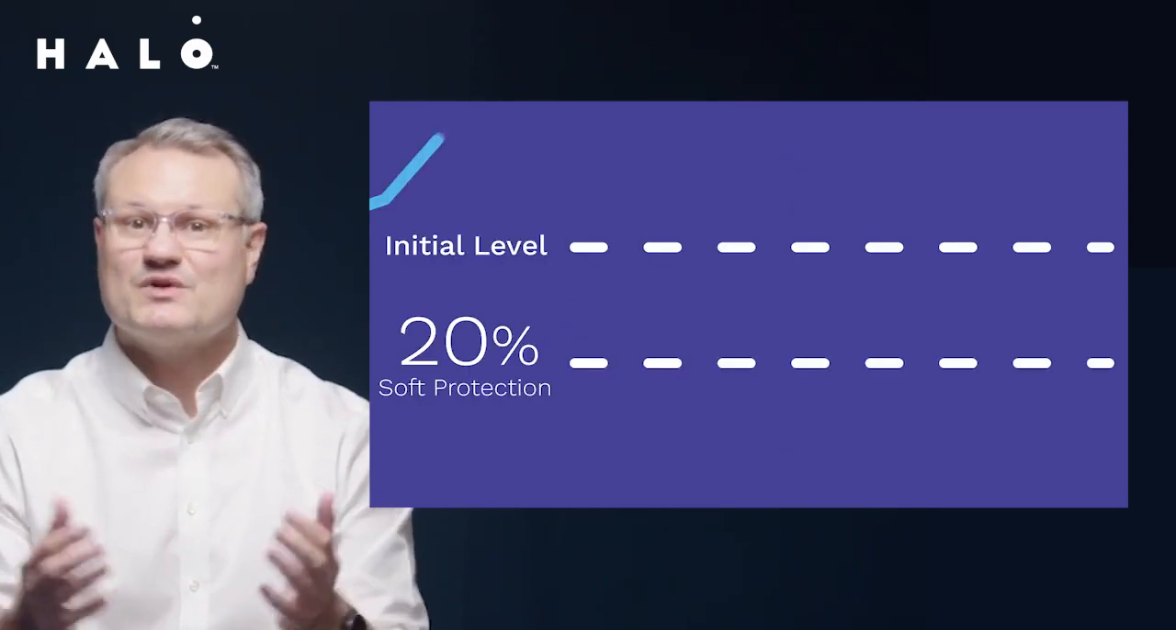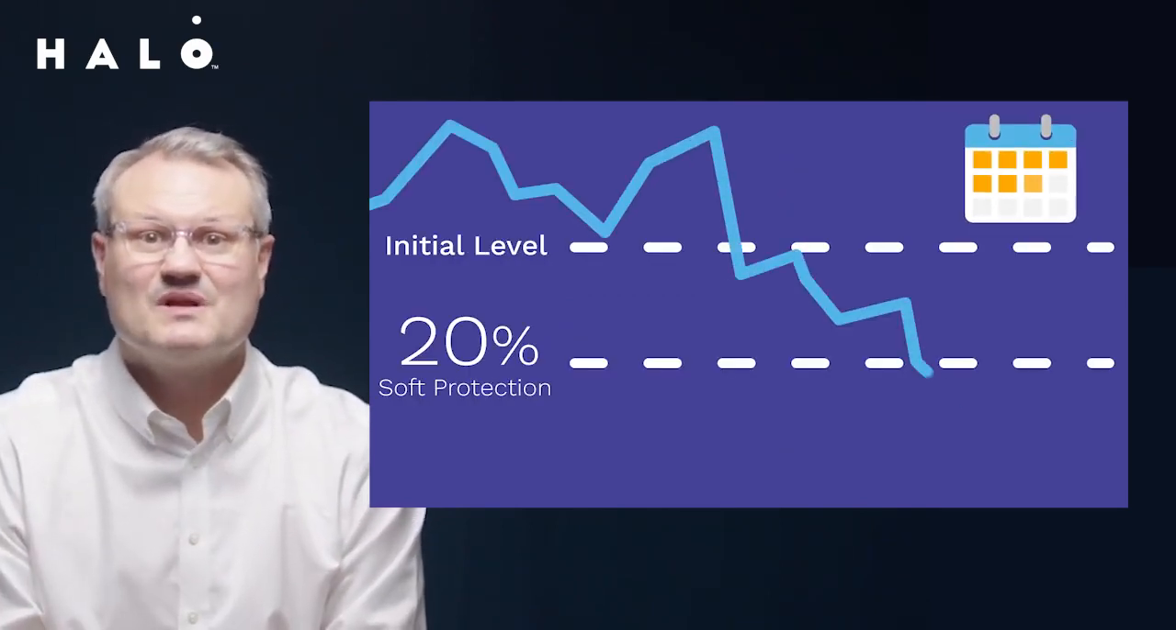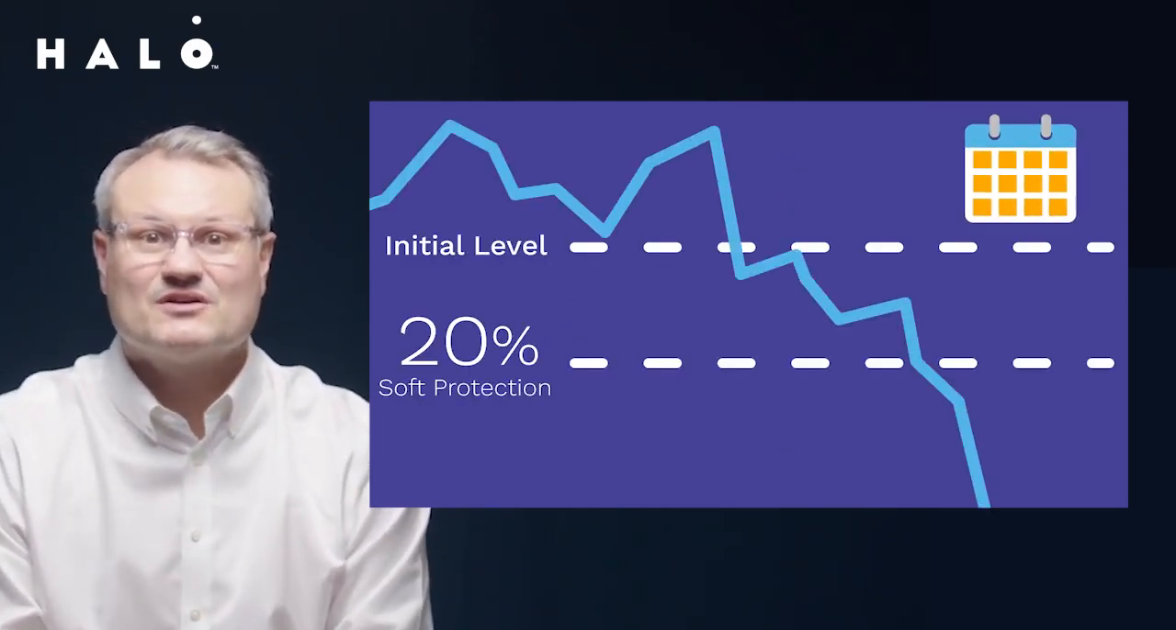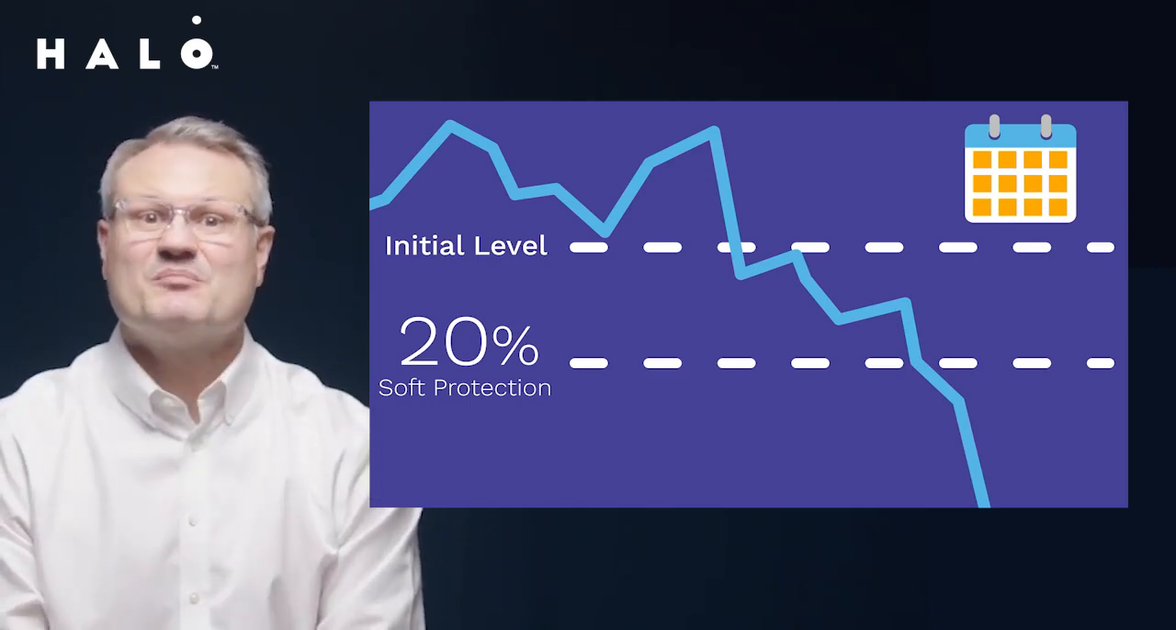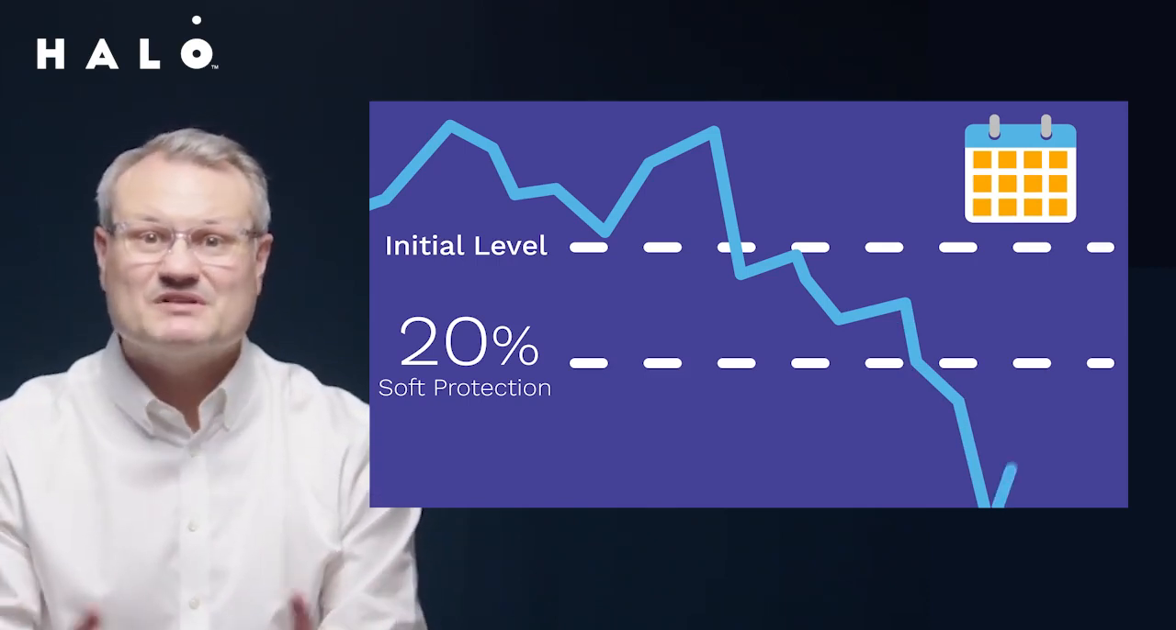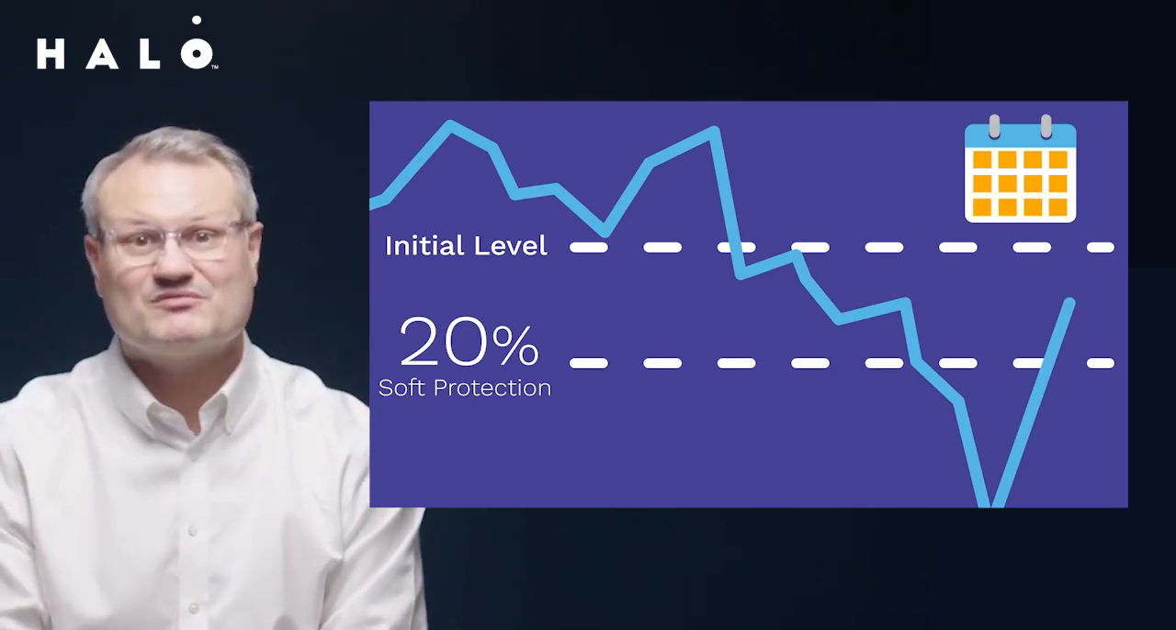Structured products with soft protection, just like hard protection, are only observed at maturity. So even if you're holding a product with a 20% soft protection level, and throughout the life of the product the underlier breaches that protection level, but the underlier trades back above the protection level at maturity, your principal remains protected.